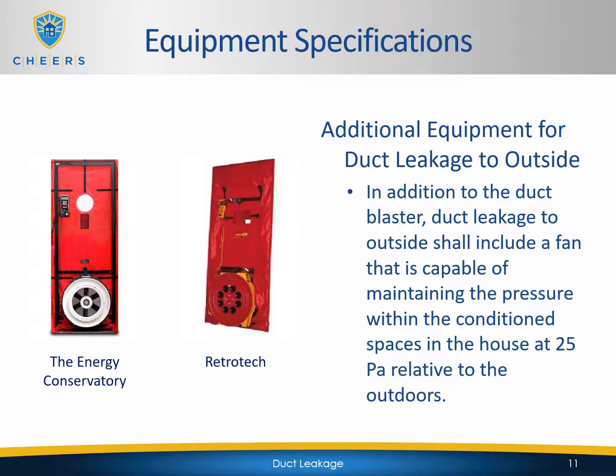Again, there are two manufacturers, Energy Conservatory and Retrotech. Both of them offer models with a similar fan to the duct blaster, but it's just much larger. There's a frame, and a shroud that goes over it, so it's going to be placed inside a door or window. You're going to use the same manometer as well, and this one has its own fan control. You're going to use this to adjust the pressure within the house to hit that 25 pascals relative to the outdoors, so that you can perform this duct leakage to outside test. And we'll go through the rest of the procedures for that test as we make our way through this presentation.